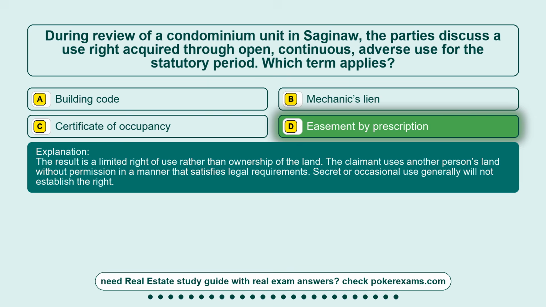The result is a limited right of use rather than ownership of the land. The claimant uses another person's land without permission in a manner that satisfies legal requirements. Secret or occasional use generally will not establish the right.